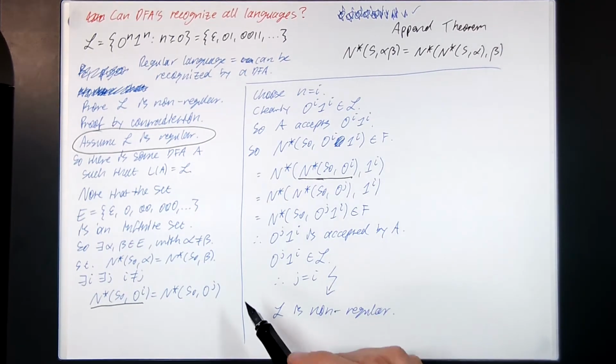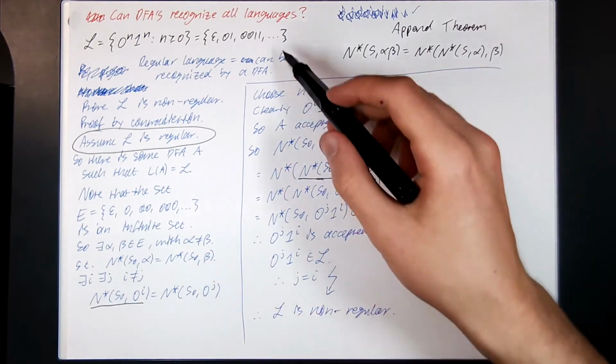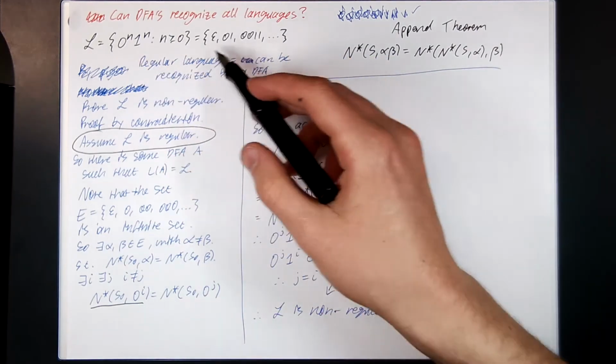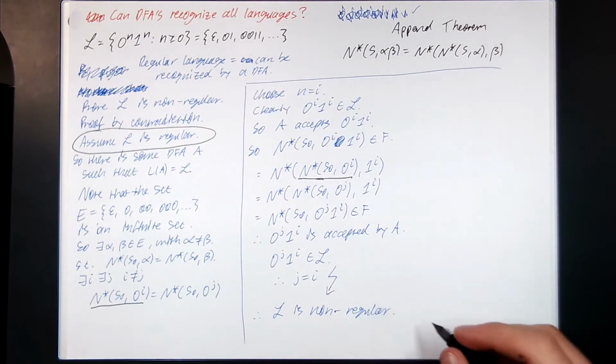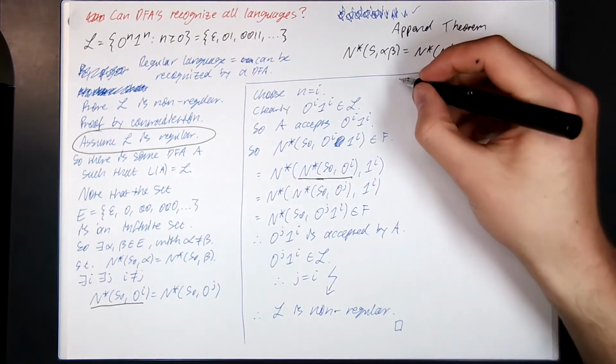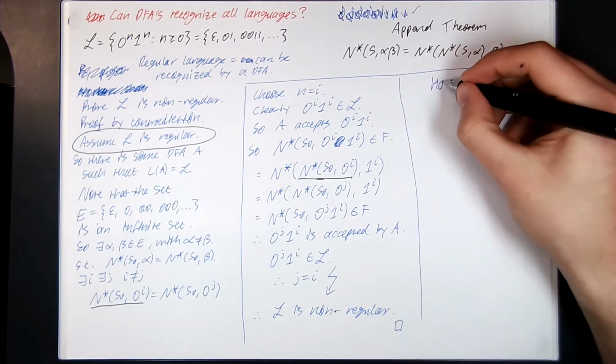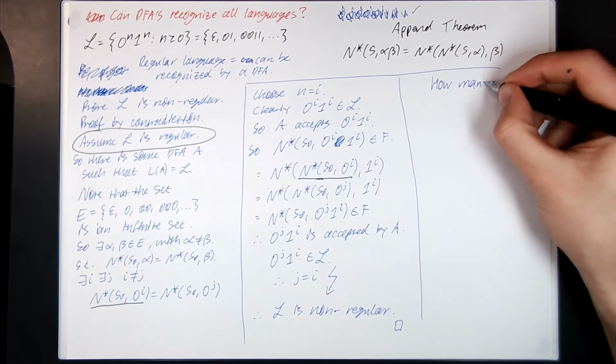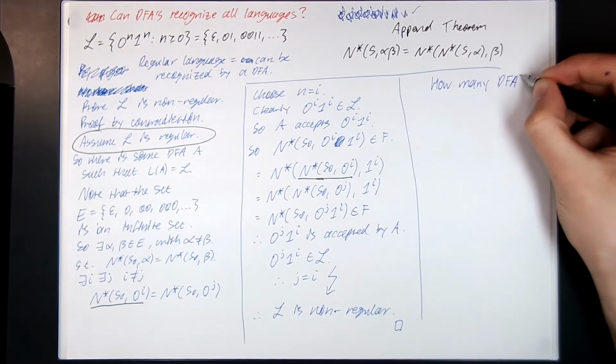So therefore, any DFA you choose will not recognize this language. This language is totally unrecognizable by DFAs. And that completes the proof. Okay? If you've got a bit of a maths background, you could see another way to prove this that is non-constructive. That is, it doesn't give you an example. How many possible DFAs are there?